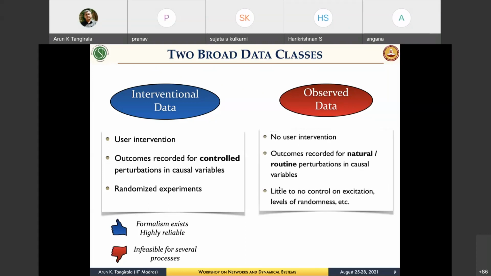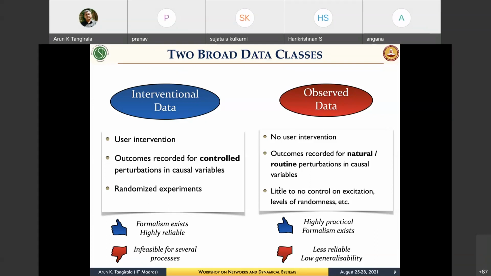Observed data is the more practically encountered scenario, where there is no user intervention and outcomes are recorded under routine operations. The biggest consequence of no user intervention is that we have little or no control over the excitation levels or the randomization and so on. However, it's a highly practical situation, and somehow one has to work around it and see what can be done. One of the things we should also be able to say, given a data set, whether it is modeling or causal discovery, is what is possible and what is not possible.